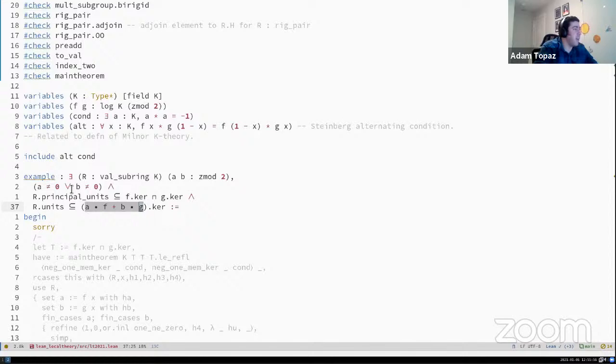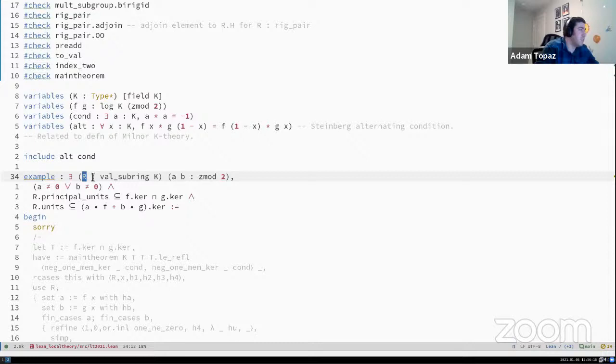Okay. And maybe just a remark that if f and g are linearly independent over Z mod 2, because of this assumption on a and b, this linear combination will be non-trivial. So the units will be a proper subgroup of the multiplicative group of the field. And in particular, the valuation will be non-trivial. So this is really a non-vacuous result.